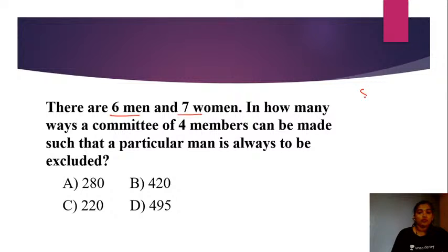So what are the number of choices that we have while we're selecting the men? It is 5. And what about the women? We have 7. So the total number of people that we have here is 12. Out of these 12 people, we need to select any 4 while making the committee, right? So this is selection. So the concept here is of combination, students.